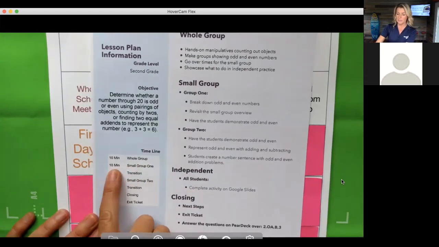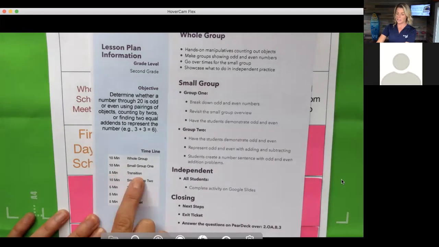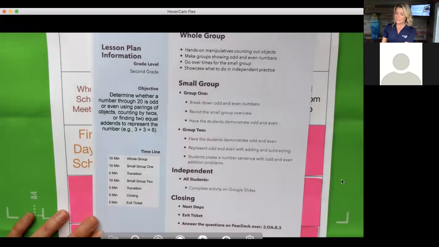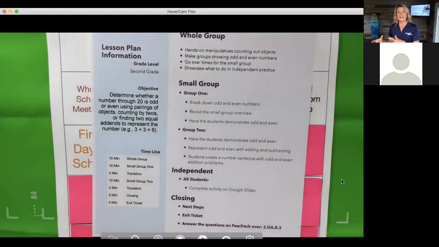So my small group is going to be with me for 10 minutes. I'm going to give transition time, meaning that they're going to go from the small group and then they're going to transition to me, meaning get back on Zoom. And then I'm going to work with my second group. I'm going to do the same mini lesson. And in my mini lesson, I'm really breaking it down. I'm going by ability, trying to figure out what those students need.